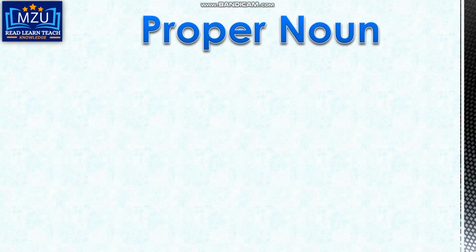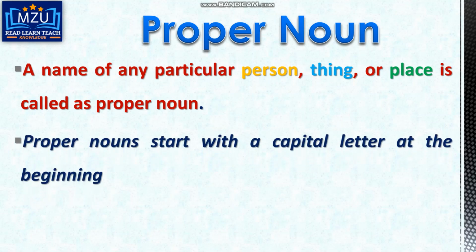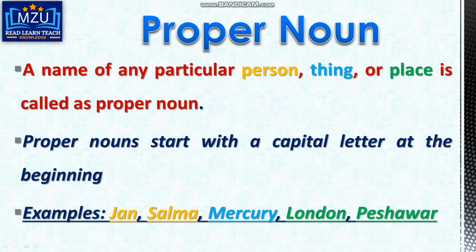Proper noun. It is the opposite of common noun. A name of any particular person, thing or place is called a proper noun. Remember that proper nouns start with a capital letter at the beginning. Examples of proper noun include John, Salma, Mercury, London, Peshawar. Now John and Salma are names of particular persons.